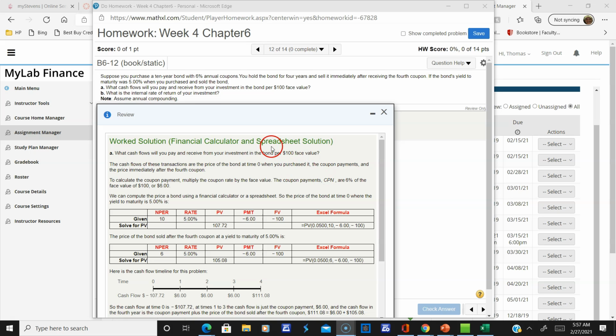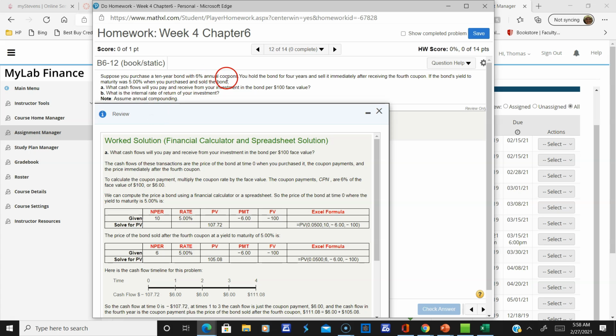And so someone had a question about Chapter 6, Problem 6-12 here. I guess that would be the 12th problem, right? But anyway, you've got to keep these numbers straight. So it's involving bonds, right?